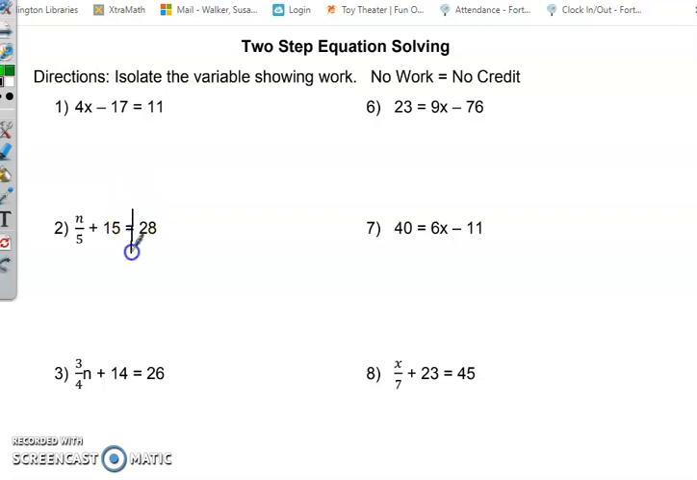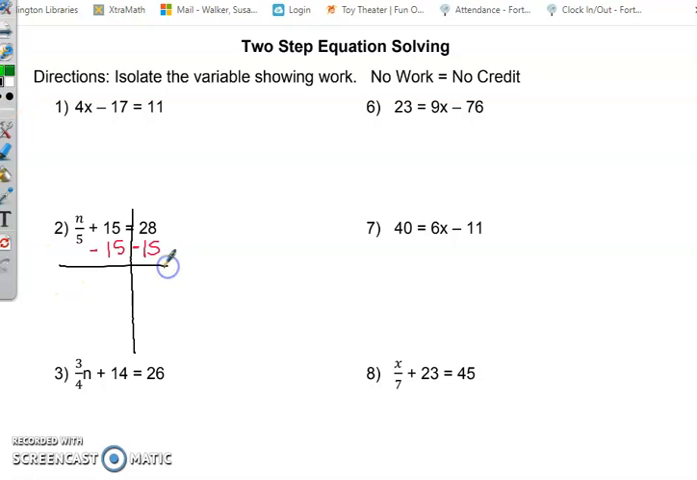Okay? And hopefully remember that I look for my variable, it's on the left. That means I want to get rid of plus, and I want to get rid of divide by 5. So in order to get rid of plus, I do the opposite of plus. Opposite of plus is minus. I do minus that number, which is 15. If I do it to the left, I do it to the right.